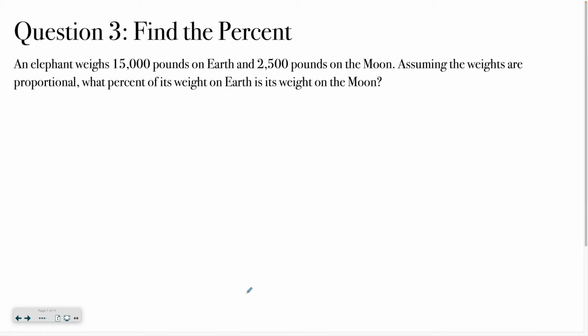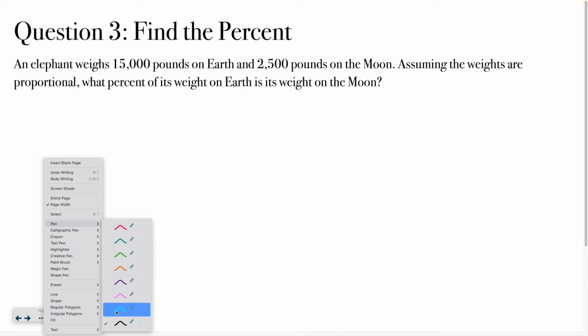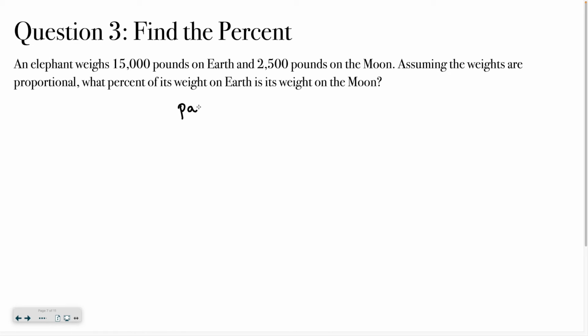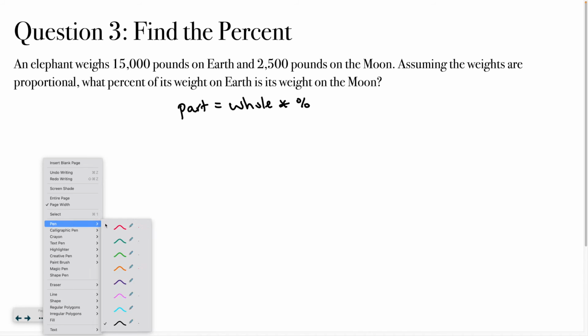Now, I want you to take a moment and solve a problem very similar. Okay? We have an elephant weighs 15,000 pounds on Earth and only 2,500 pounds on the moon. Assuming the weights are proportional, what percent of its weight on Earth is its weight on the moon? Okay, so again, we're looking for the percent equation. I want you to practice that. So we have part equals whole times percent. All right, so go ahead, use that percent equation to set it up and to solve. Good luck.